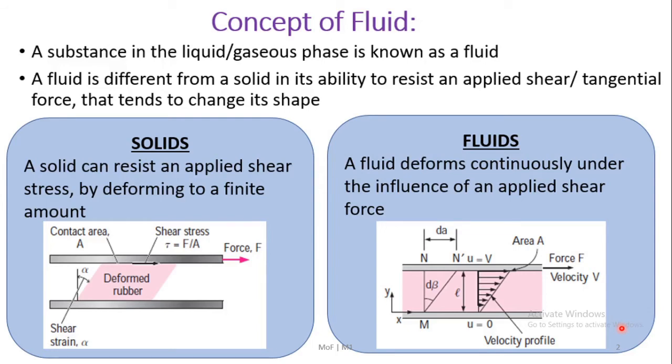What a fluid is. A fluid can be generally regarded as any substance either in the liquid form or in the gaseous form. A fluid is different from a solid in its ability to respond to an applied shear or tangential force that tends to change its shape. Let us see. Consider a block of rubber placed in between a stationary lower plate and a movable upper plate. Let a tangential force F be applied to the upper plate that causes the rubber block to deform to an angle alpha as shown here.